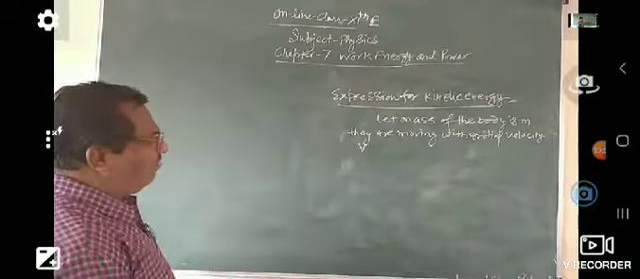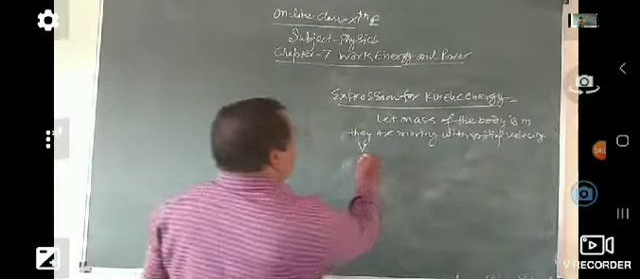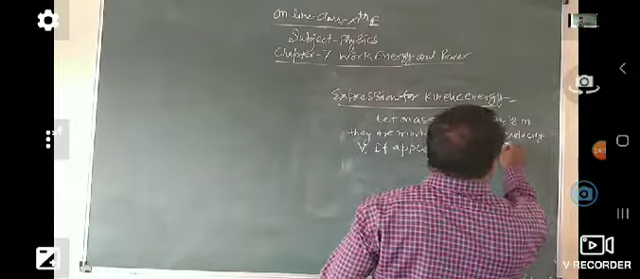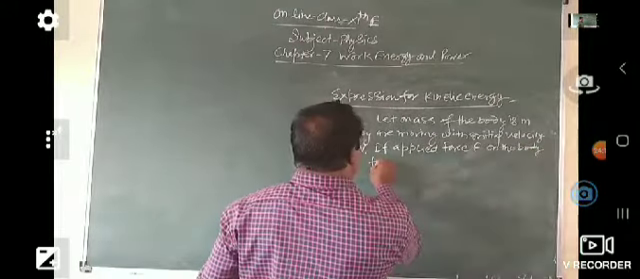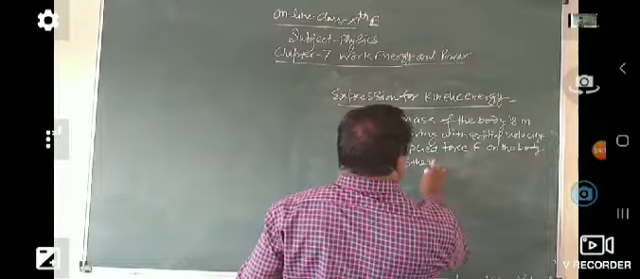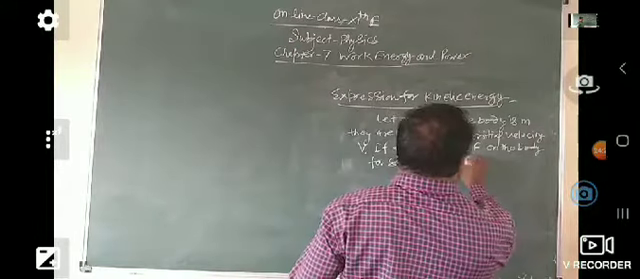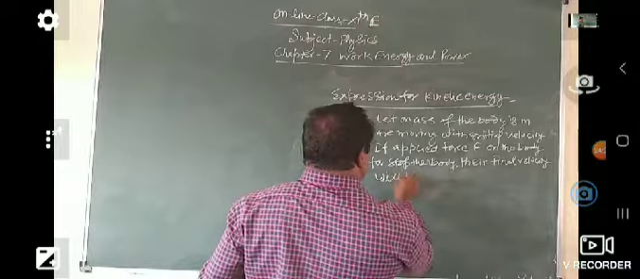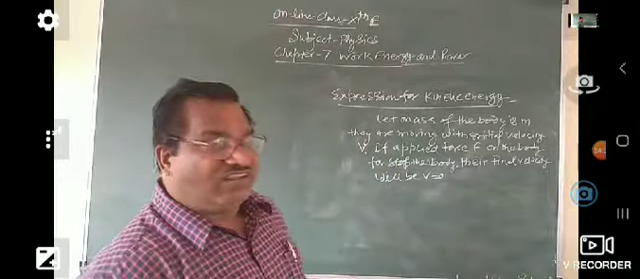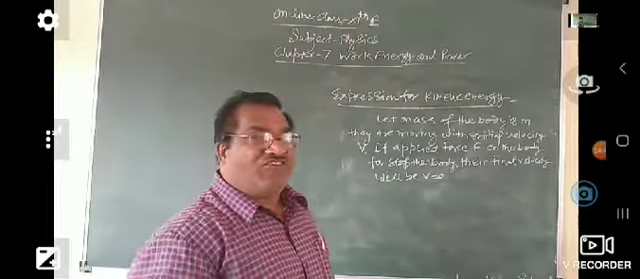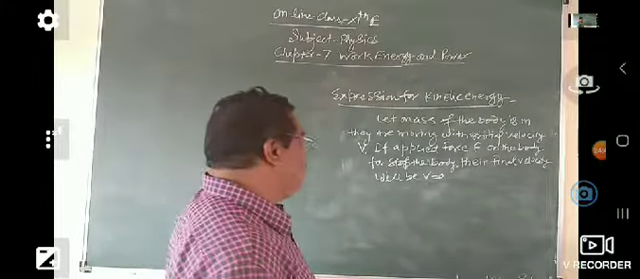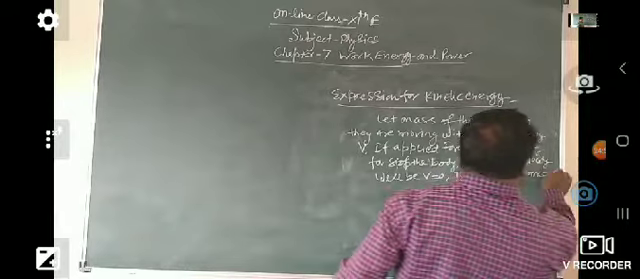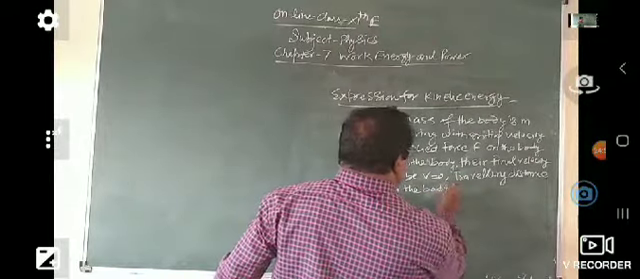So here let the mass of the body be small m, moving with initial velocity v. If a force capital F is applied on the body to stop it, that means its final velocity will be v equal to zero. The initial velocity v becomes zero at the end. Clear? So the final velocity v equals zero. The traveling distance by the body is s.